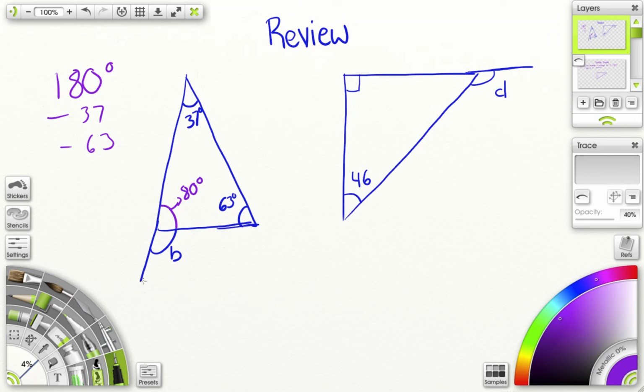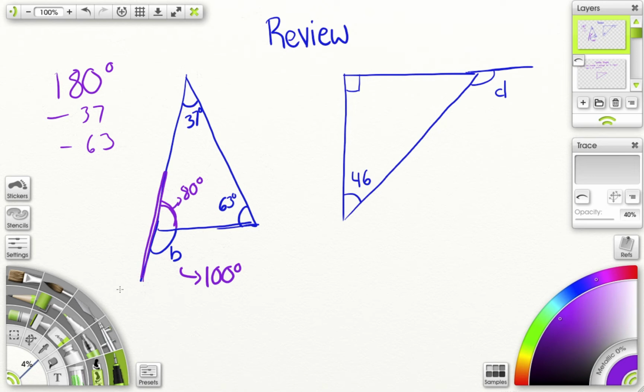Well, I have a straight line here. I know a straight line, even if it's cut somewhere in the middle, must add up to 180 degrees. So if I have a straight line right here and 80 degrees, this B plus 80 must add up to 180. What would it be? It would be 100 degrees. So therefore, B is equal to 100 degrees because 100 plus 80 equals 180.